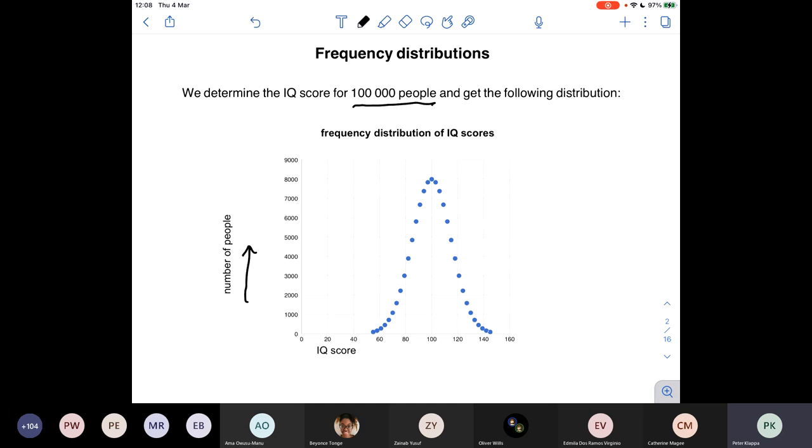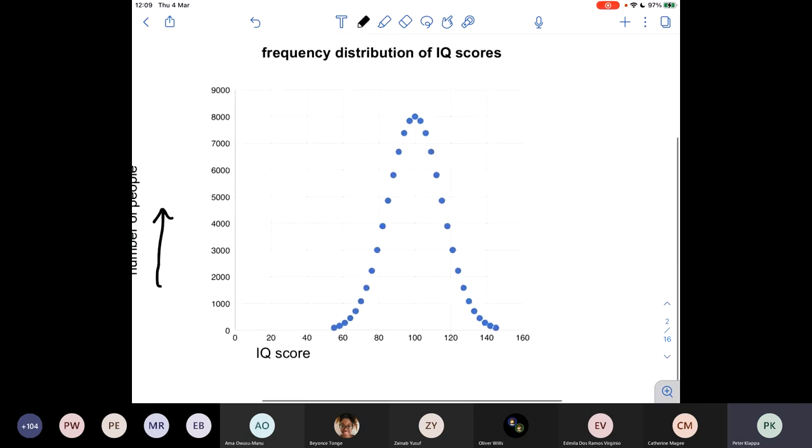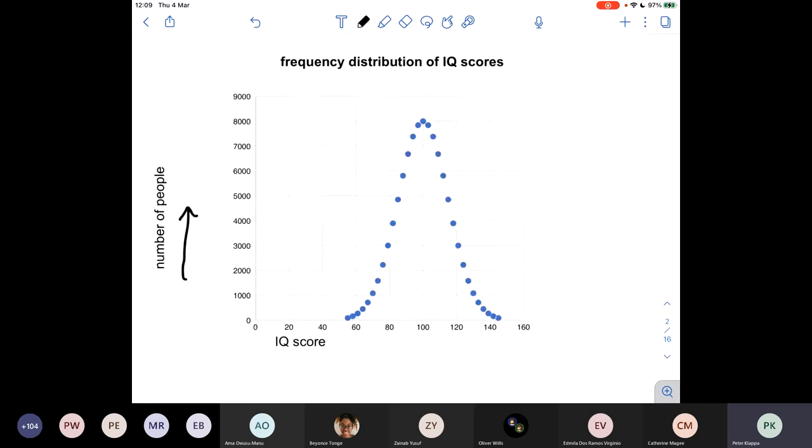And what you can see from this distribution here is that it is a typical, what is called a frequency distribution, because we count the number of people who have a particular score.